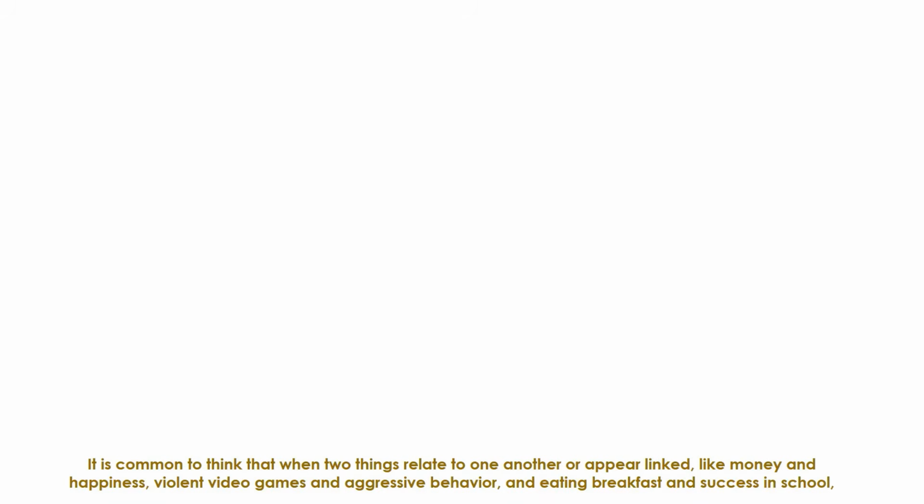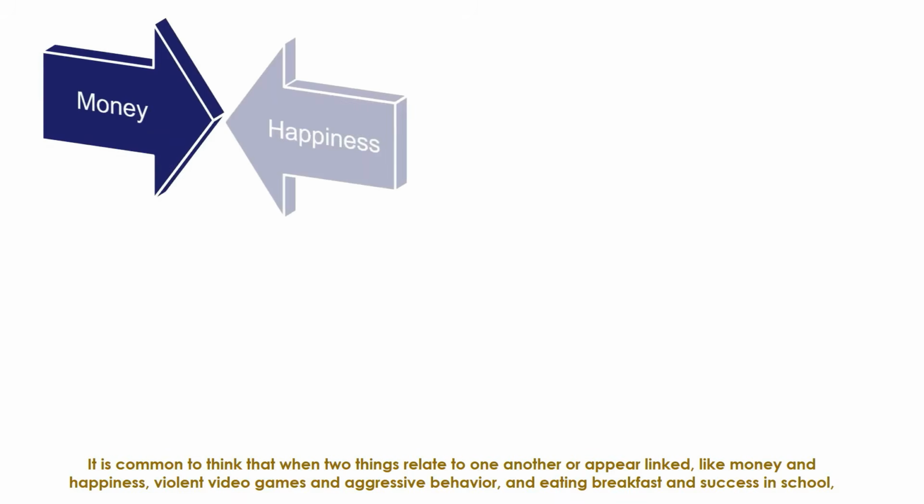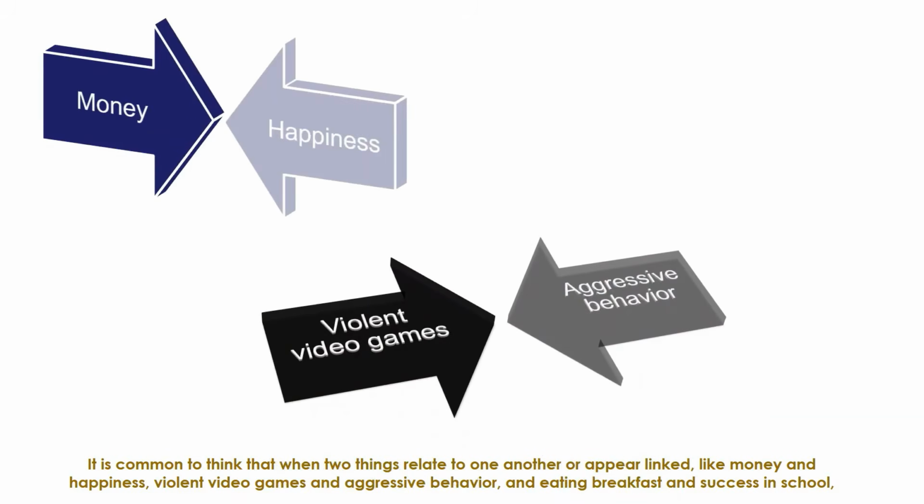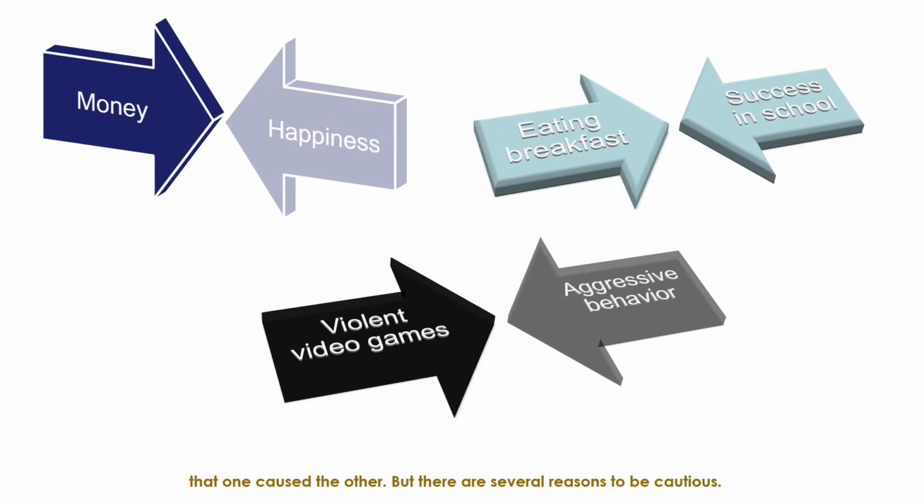It is common to think that when two things relate to one another or appear linked, like money and happiness, violent video games and aggressive behavior, and eating breakfast and success in school, that one caused the other. But there are several reasons to be cautious.